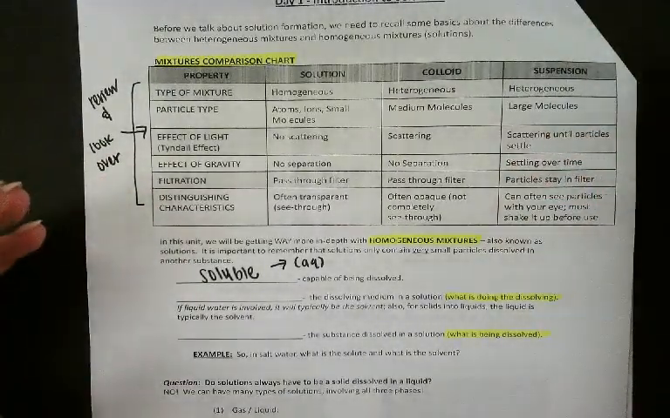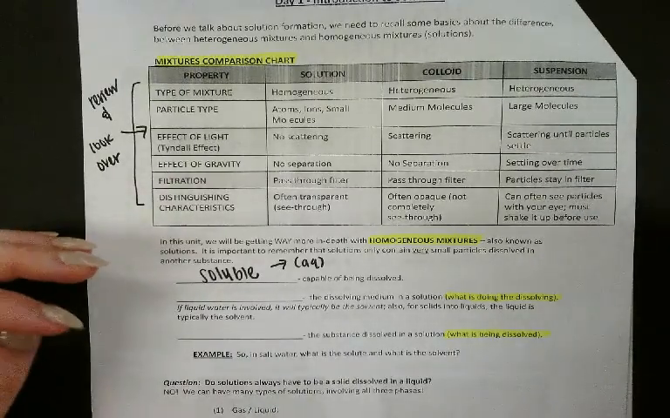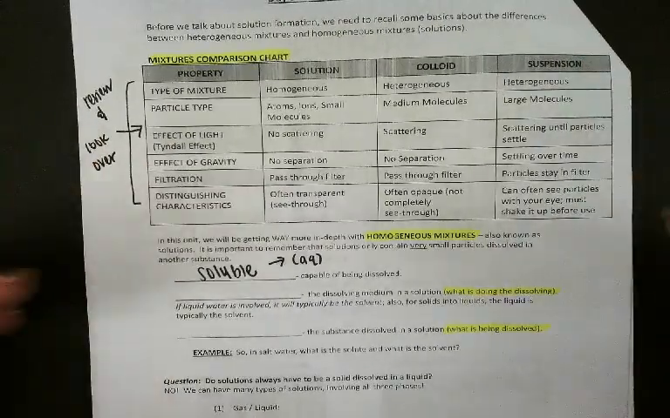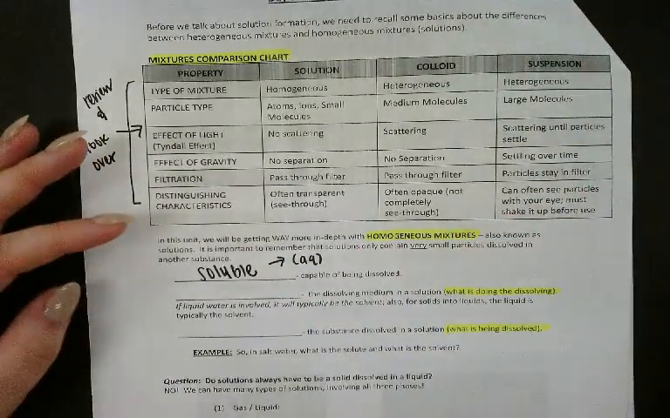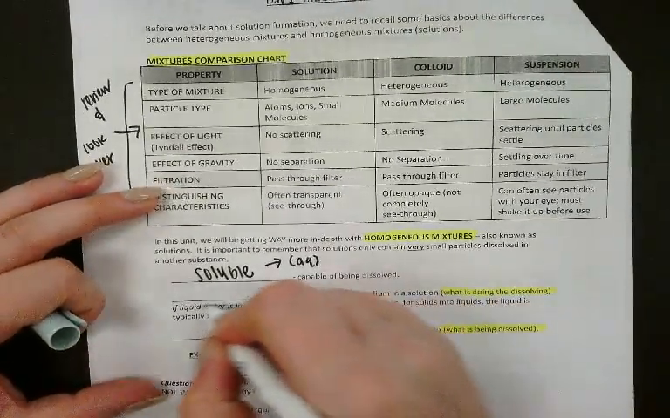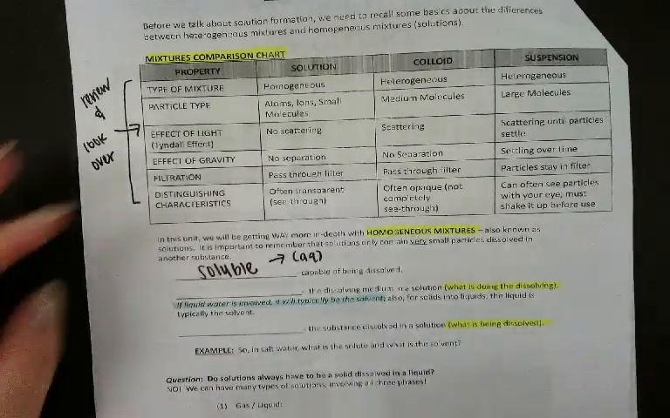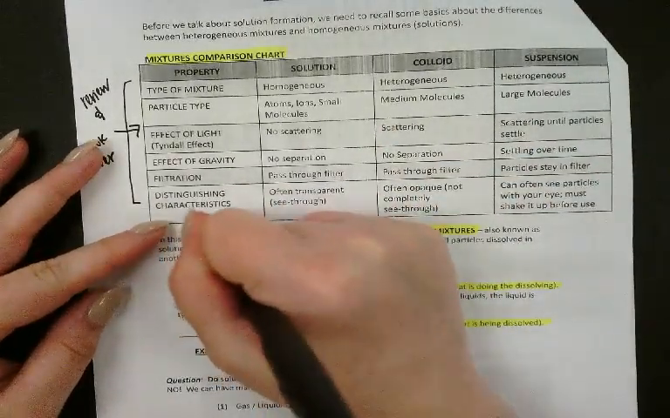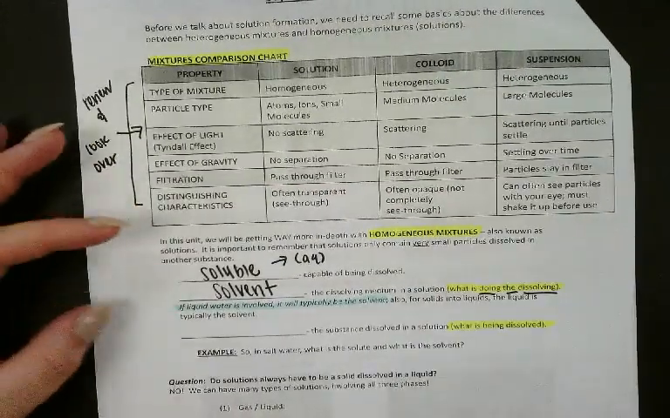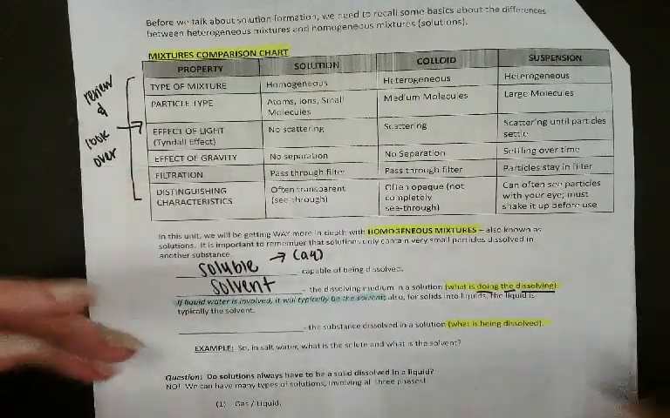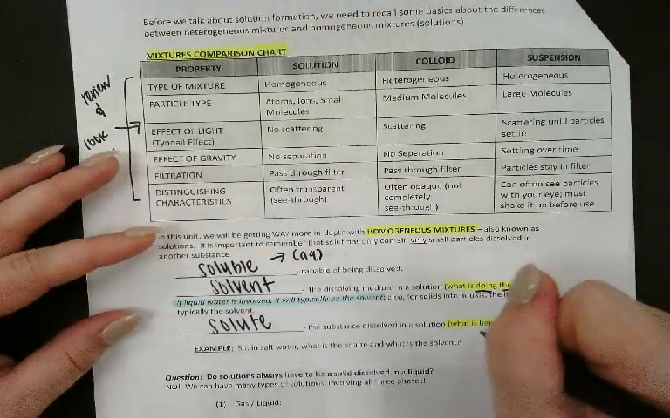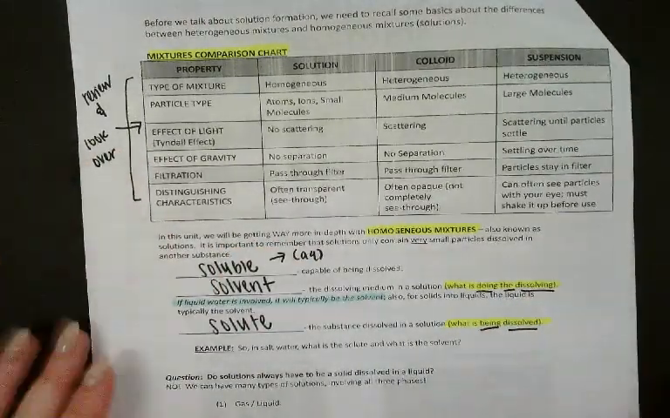Now looking at when something is being dissolved, there are two components. There is a dissolving medium, the substance that is actually doing the dissolving, and in this case, if liquid water is involved, it typically will be the solvent. So the solvent, again, is what is doing the dissolving, whereas the substance that is actually being dissolved is known as the solute.